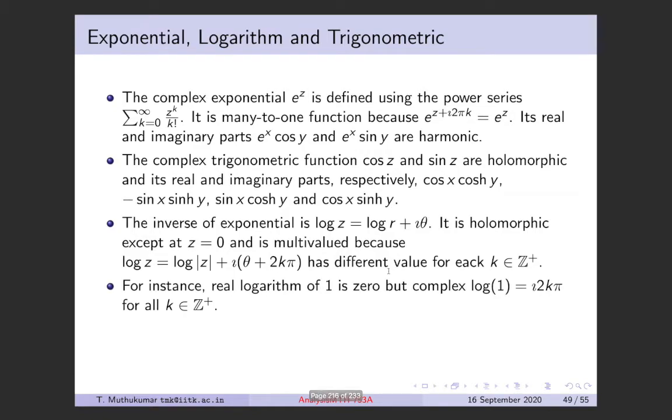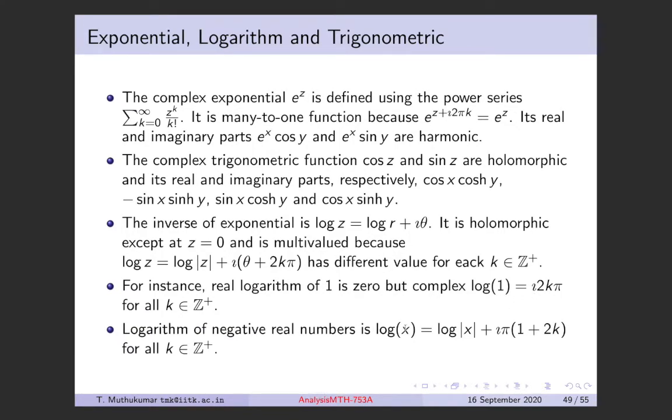Some nice property of this log, which we don't have in the real case: the real logarithm of 1 is 0. In the complex extension, log of 1 is 0, but log of 1 is also all these complex numbers. When k equals 0, you get the 0 value, but for k non-zero, you have i2kπ. These are all log 1s. Similarly, you can also define the logarithm of negative numbers using this extension. Whenever x is negative, you have this value from this definition here.